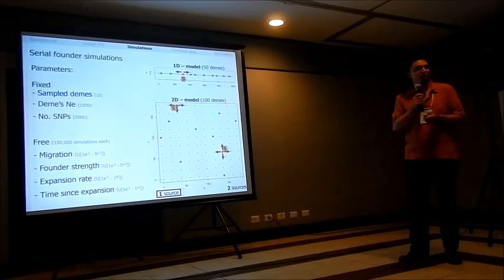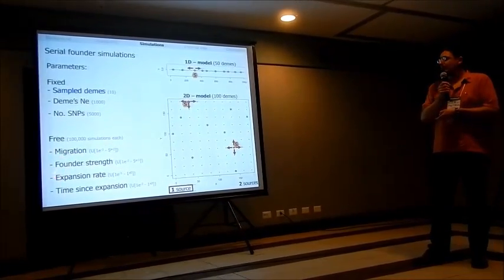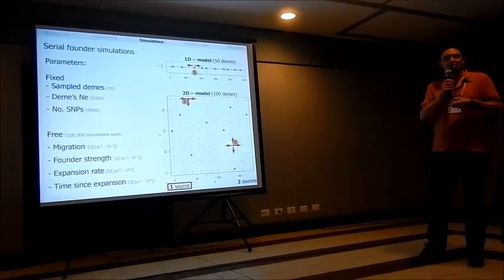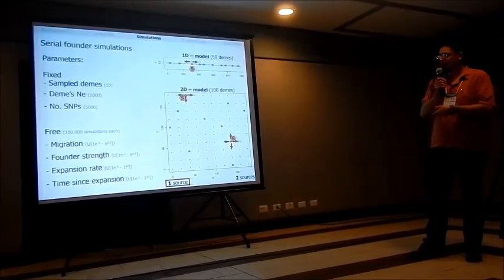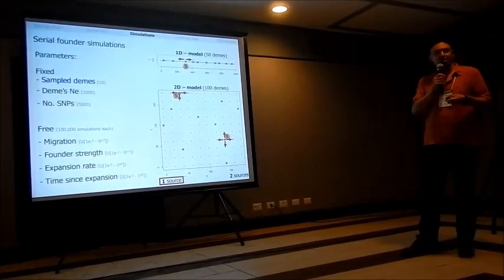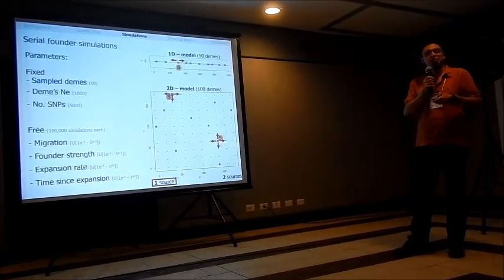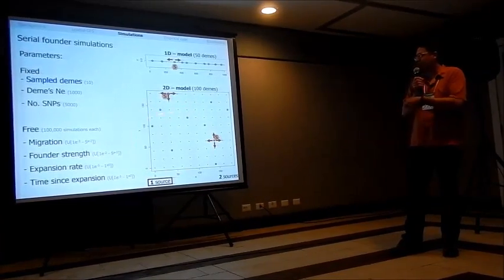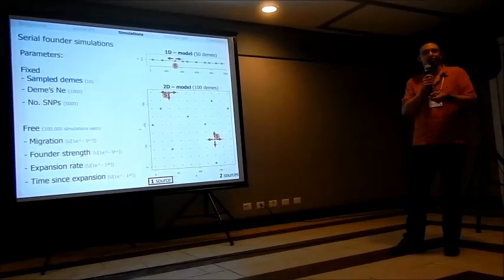And I have 4 parameters that I vary with the simulations. Migration rate between DIMs, the strength of the founder event, which basically means how many new colonizers move out in each generation, the expansion rate, which means how fast the expansion happened, and finally the time after the expansion ended, that is the time after all DIMs have been colonized, that I allow the simulation to keep running, basically in a model of isolation by distance.